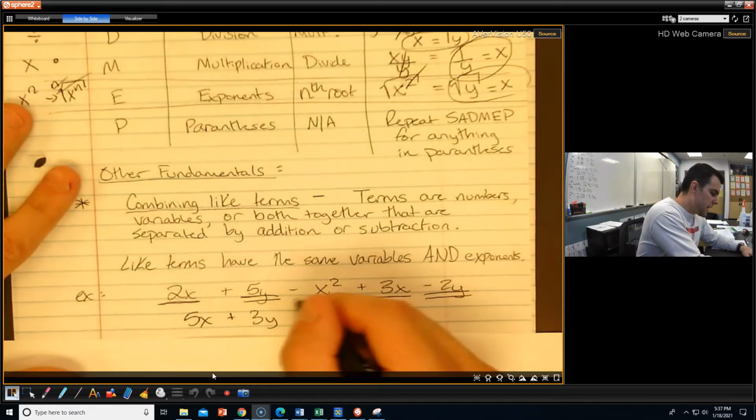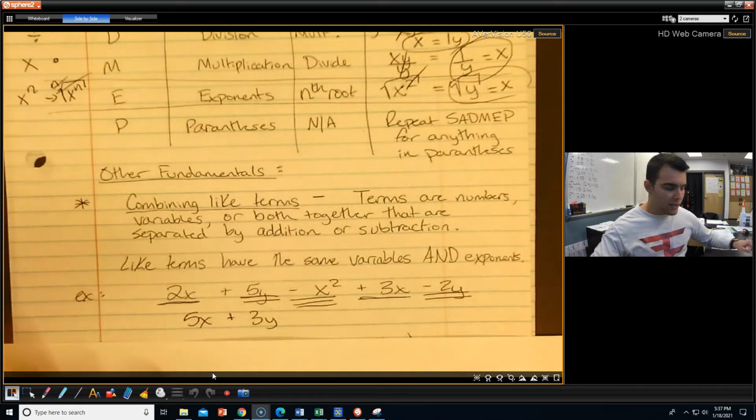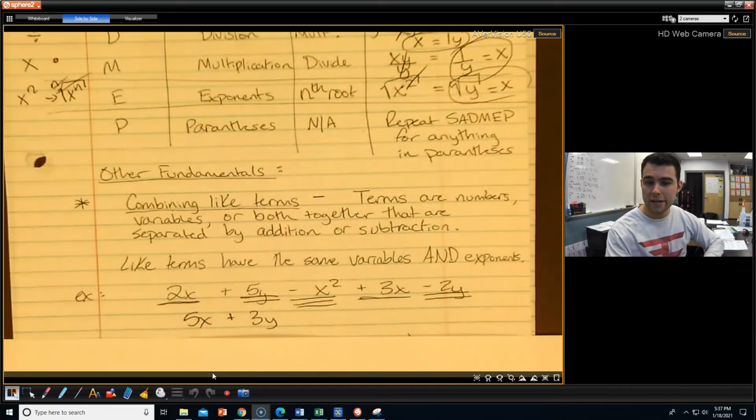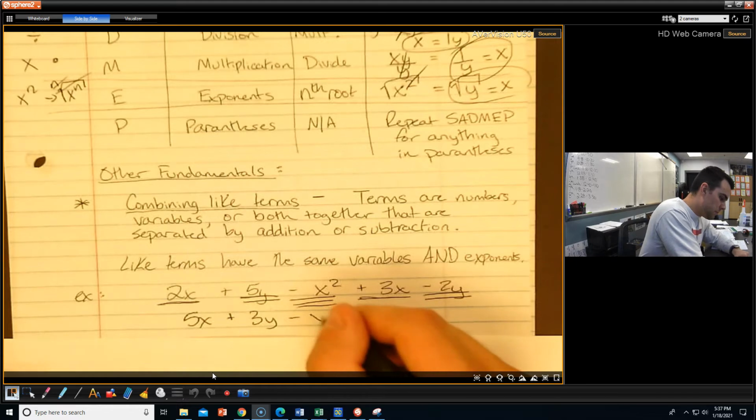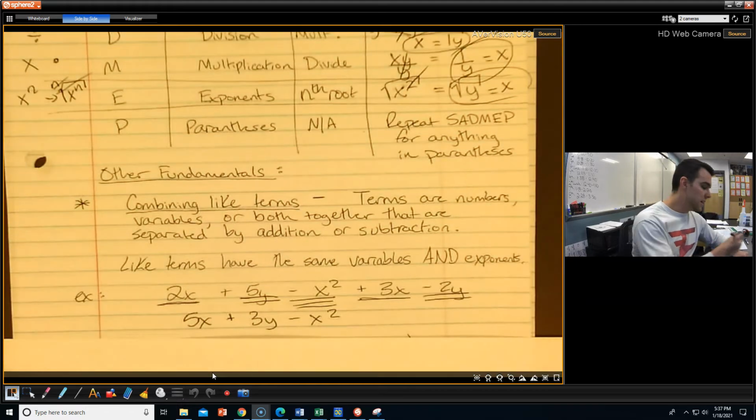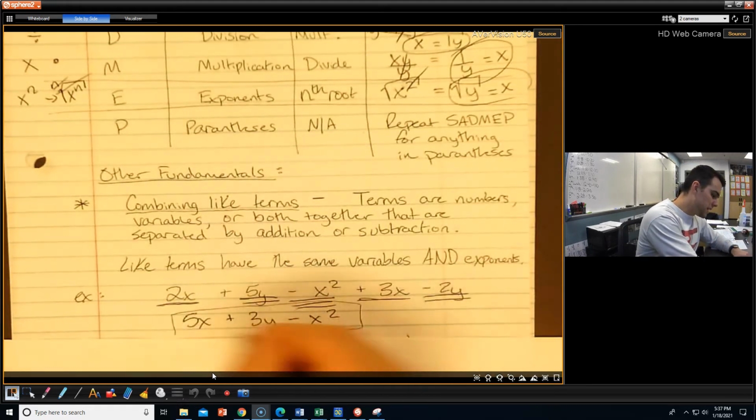And then finally, this one, negative x squared. Why didn't I combine it with the 2x and the 3x? Again, they have different exponents, so I have to just leave it as minus x squared. And that is as simplified as I can get, okay?